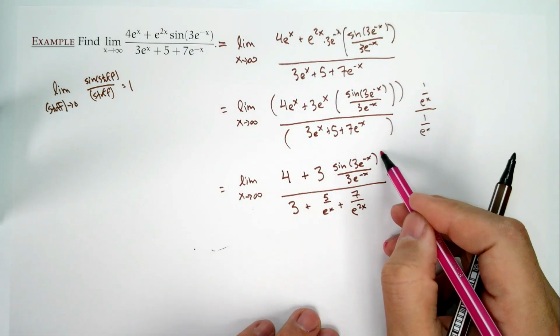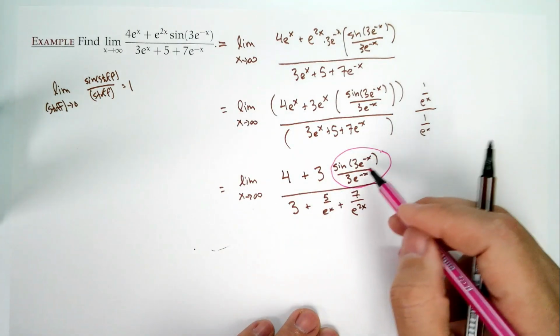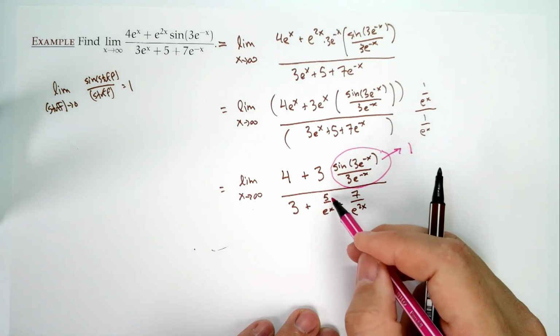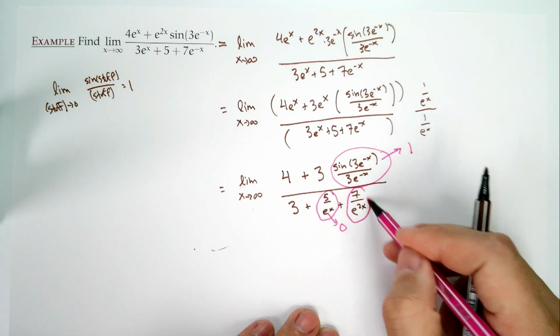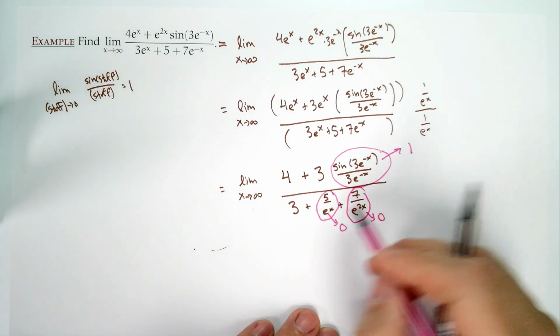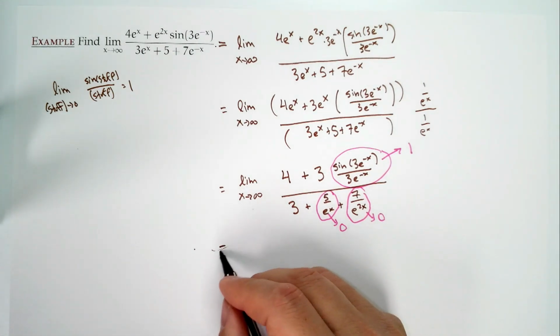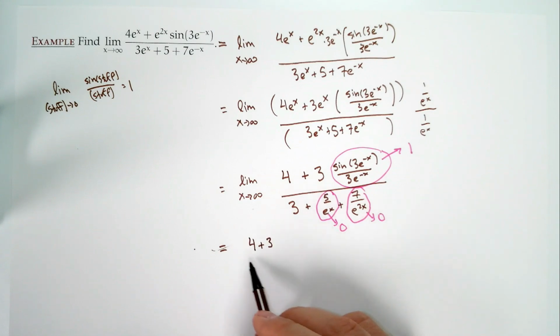As we said, here we have our sine of stuff over stuff. And the inside part's going to 0. So the stuff goes to 0. So that part's going to 1. The 5 over e to the x, that's going to go to 0. The 7 over e to the 2x, that's going to go to 0. Because the e to the x, e to the 2x, those are going to be big. So now we say, look, nothing is like blowing up on us. Everything's well behaved. So our answer is going to be, well, upstairs, 4 plus 3, and downstairs, 3 plus 0 plus 0.